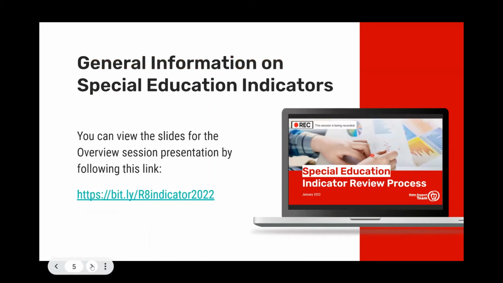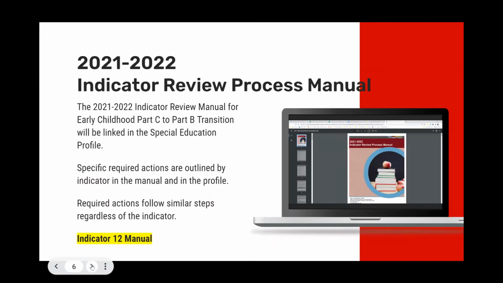If you also need more information on the special education indicators overall, you can view the slides for the overview presentation at the bit.ly below on the screen. The session also will be recorded and you can access it on our website. For the 21-22 indicator review process, the manual is divided out by indicator. So within your special education profile, you have a live link to the Indicator 12 manual and also any documents that you will need to complete throughout the process.